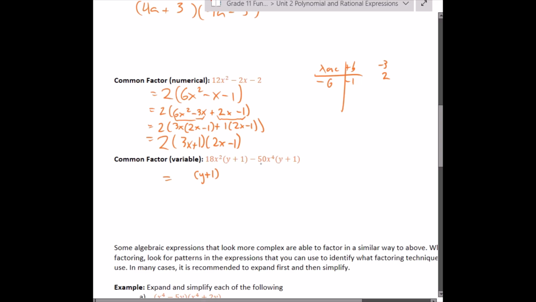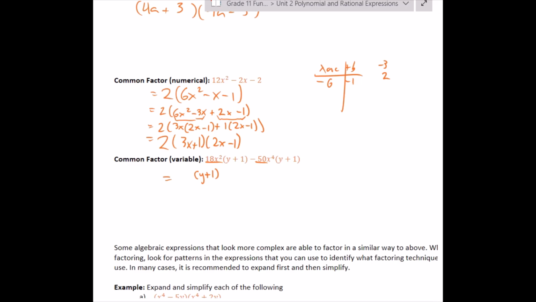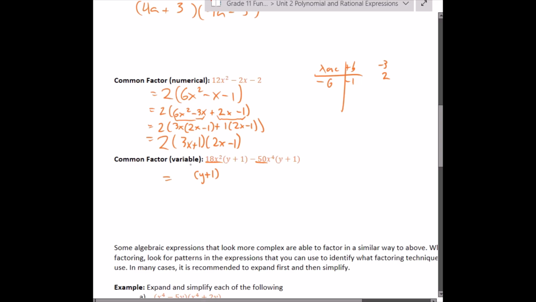Now we can also look at 50x to the power 4 and 18x to the power 2. We can look for a common factor between these two terms. Both of them are even, so we can definitely factor 2 out. And with both x's, we can factor x squared out. So we can factor out 2x squared times y plus 1 from both terms. So let's use a square bracket here.